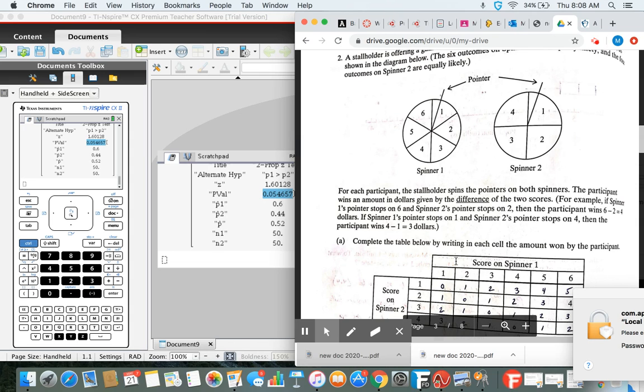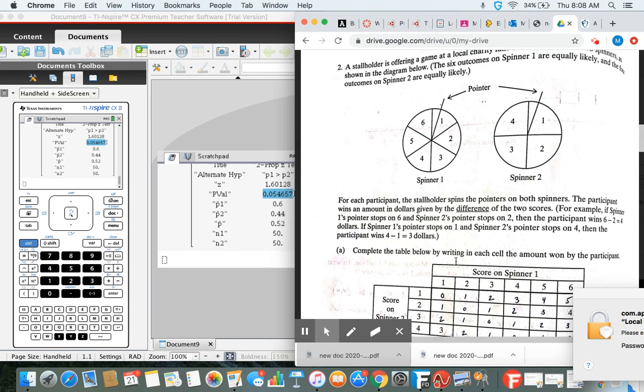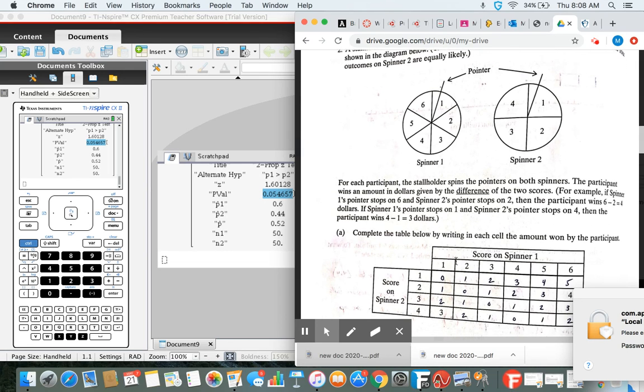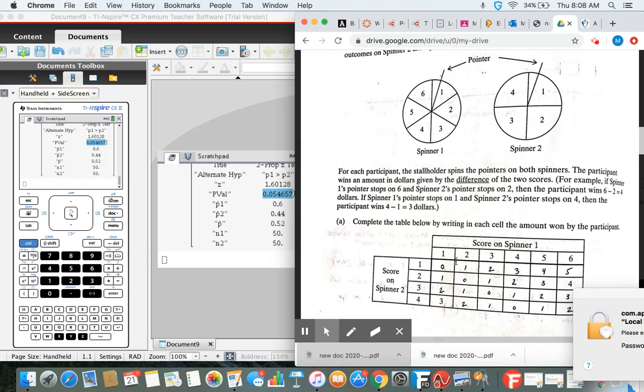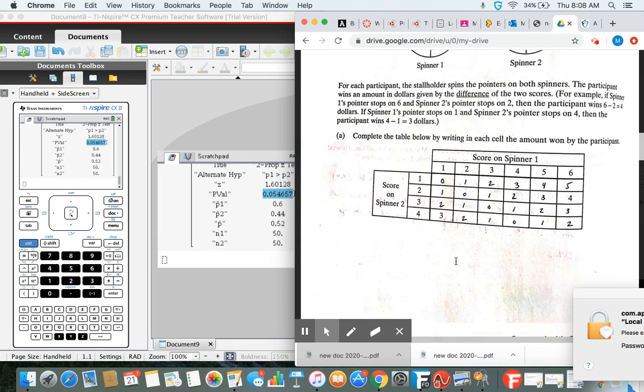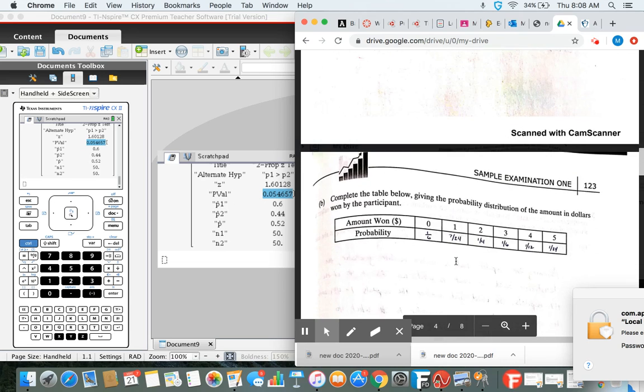Okay, so this problem just gave us some information about spinning a spinner here, and tells you what would be in fact the win, depending on the score. So it says complete the table below by writing in each cell the amount won by each participant. So I did that.